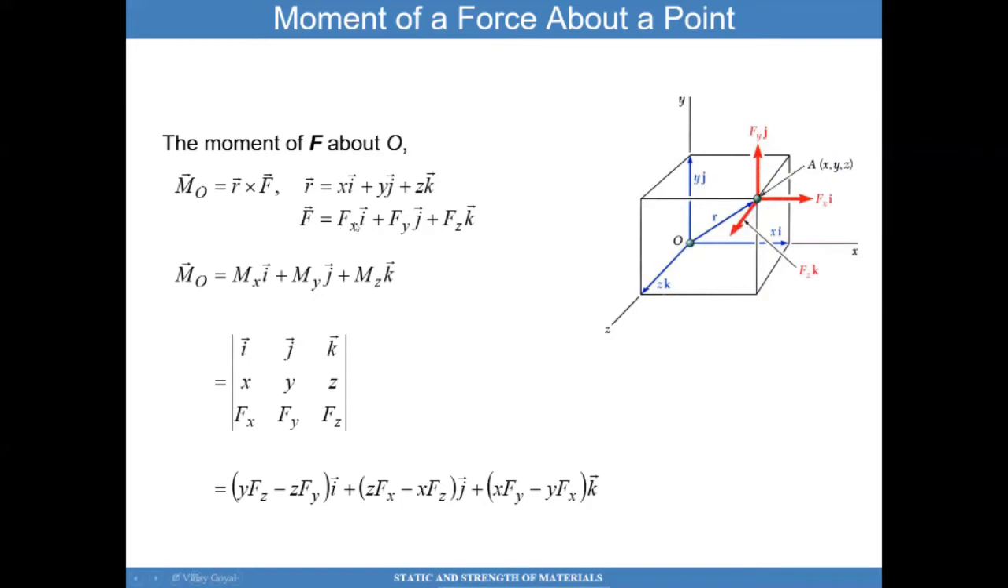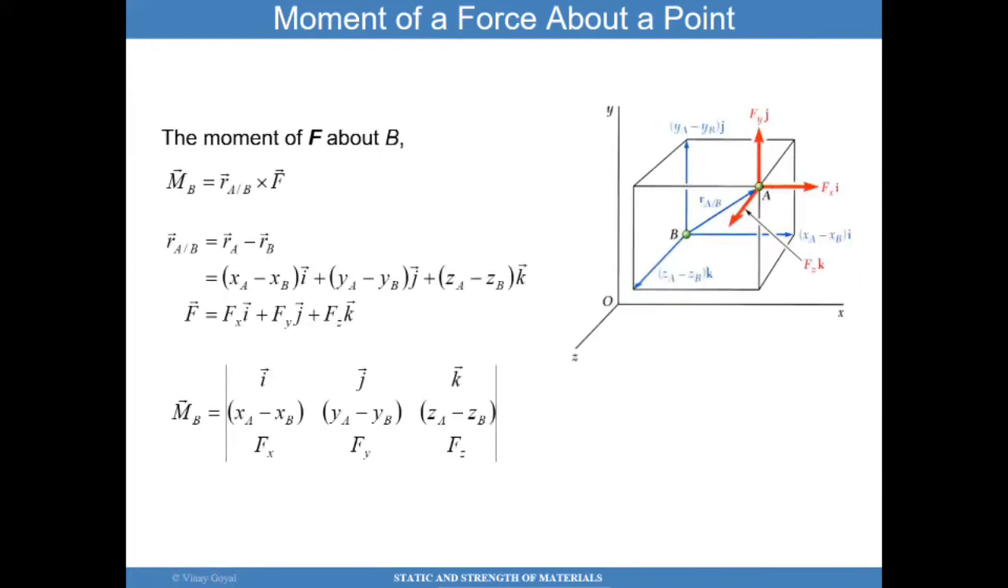R cross F will basically be, you can put it here into a determinant with i, j, k. You put the R components X, Y, Z in the second row, and then you put the force components in the third row. And so then you can do the cross products very easily, following how to do a cross product. For example, if I cross this column and this row, I have i hat times Y times Fz minus Z times Fy. And so you can calculate the rest of the components, but this is how you will do it.